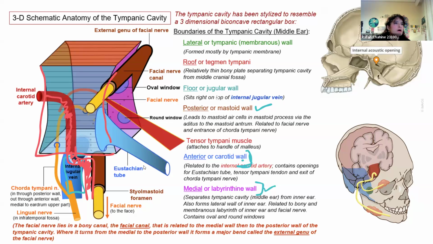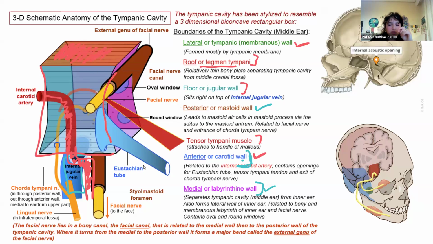Okay. Now we're done with the tympanic and we're done with the anterior carotid wall. What we have left is the floor or jugular wall and the roof or tegmen tympani, and the tensor tympani muscle, which we'll get to. So first of all, roof or tegmen tympani. What does that even mean? This is the roof, okay, and this is tegmen tympani.